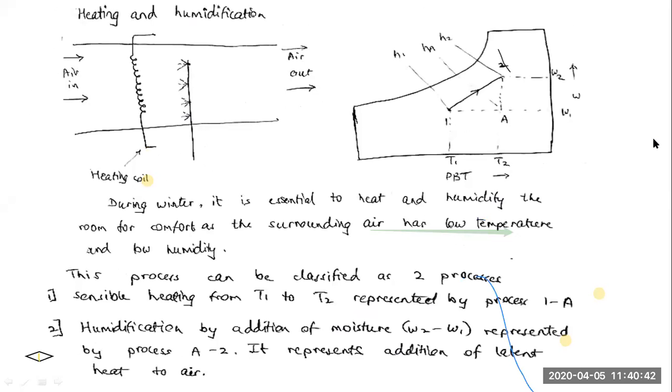So the next process is heating and humidification. This is essentially used in winters, wherein the temperatures go very low and there is almost negligible moisture content in the air. So it is fairly simple. You have a heating coil and a spray of water. Process 1 to 2 represents heating and humidification. Again, you are adding sensible heat from 1 to A, and then latent heat from A to 2.